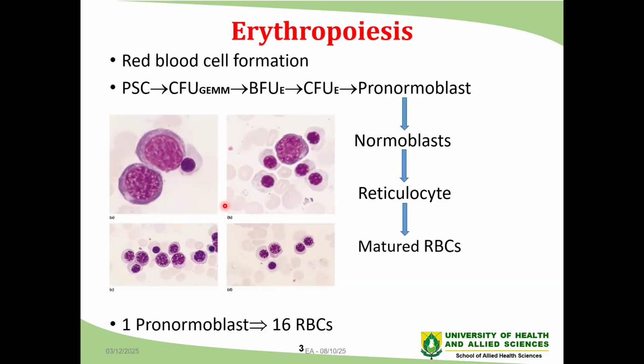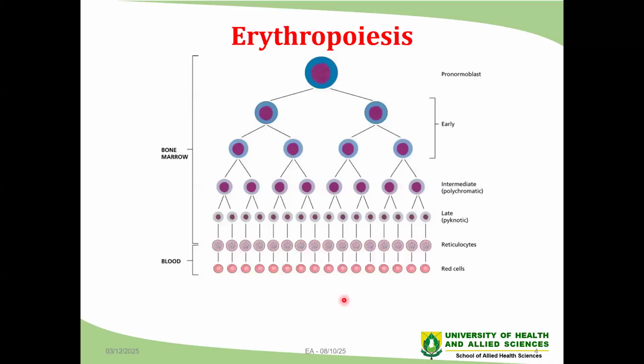and it moves on. So out of every pronormoblast that is formed within the bone marrow, 16 red blood cells arise. 16 red blood cells arise out of a single pronormoblast. So this picture here shows us from where a pronormoblast is formed. Cells within the bone marrow divide by a process we call mitosis. And so here you have the pronormoblast divided into two other cells.